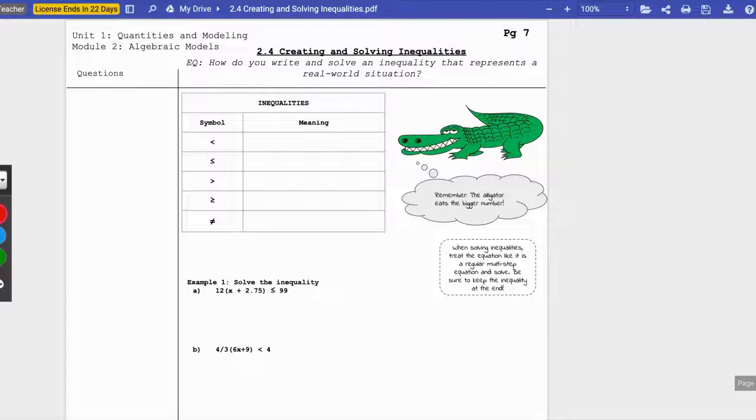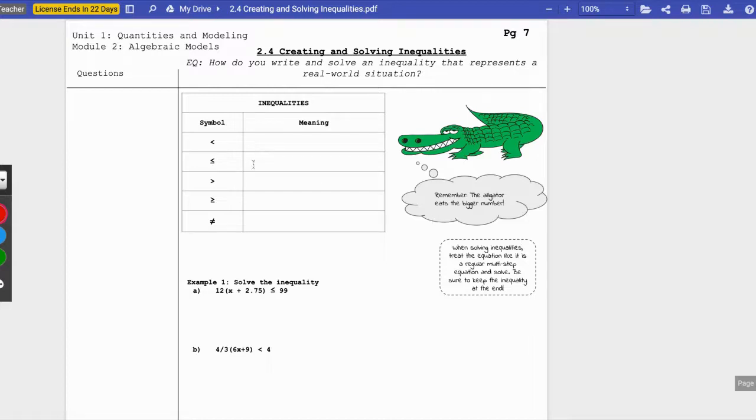Learning how to create and solve inequalities. The essential question we're asking is, how do you write and solve an inequality that represents a real world situation? An inequality is just something that allows us to express something that's not exact. When we're solving an equation, it's truly equal to that. But in an inequality, it could be that, or less than that, or more than that. That's what we're going to be working with today.